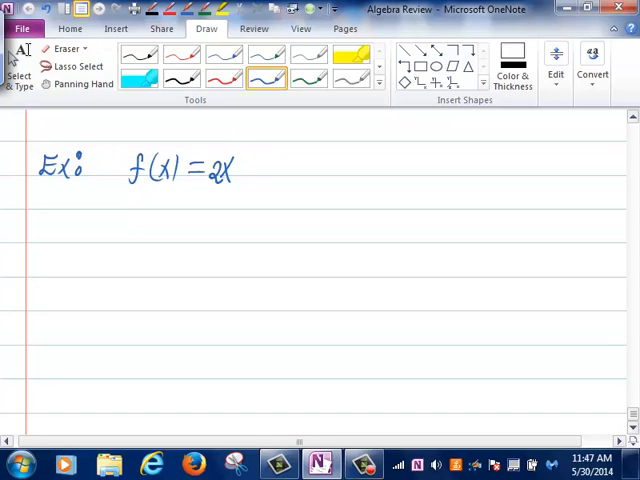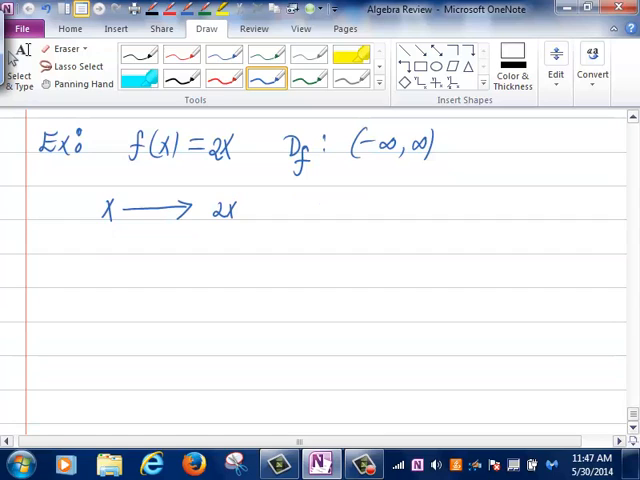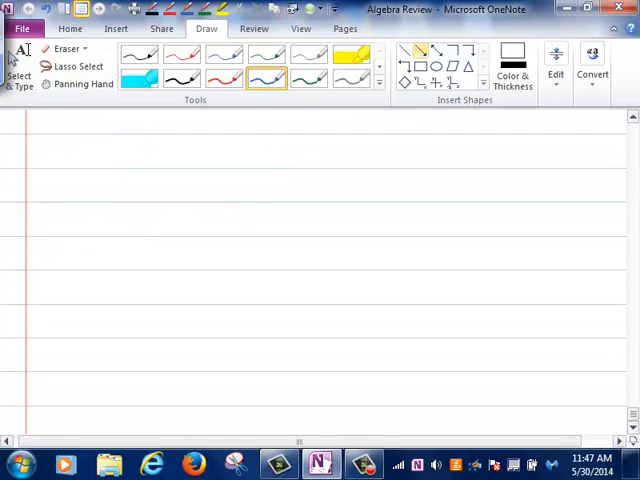So what is this function doing? Well, whatever the input is, the output is obtained by multiplying the input by 2. And what's the domain of this function? The domain of this function is clearly all real numbers. And what's the graph of this function? I am going to make my coordinate plane axes first.